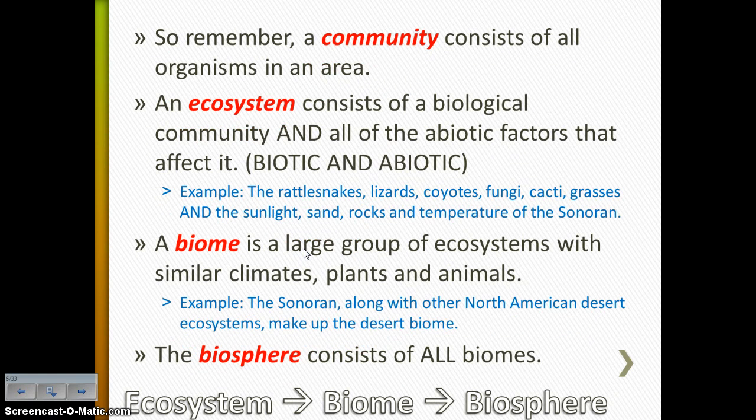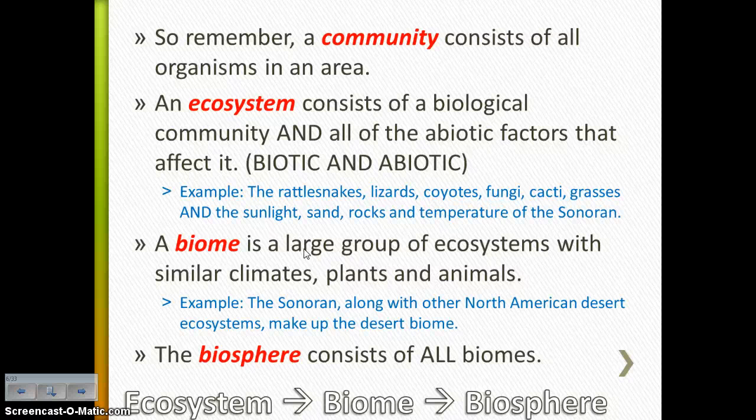So going even bigger than community, you have the biotic factors plus the abiotic factors. That would be your ecosystem. So we have our community, rattlesnakes, lizards, coyotes, fungi, cacti, grasses, but now also in an ecosystem we're going to have sunlight, sand, rocks, and then of course the temperature of the Sonoran. All the biotic and the abiotic make up the ecosystem.